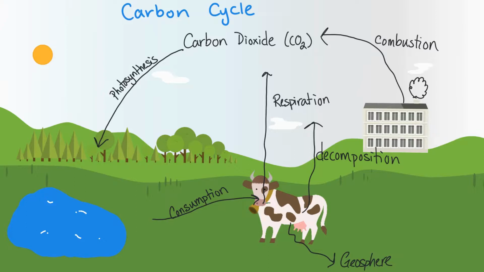So combustion is the burning of some sort of material, and then you end up with carbon dioxide back into the atmosphere. And that can happen not just from factories and humans, but forest fires. So if the forest catches on fire, the burning of that wood also releases carbon dioxide back into the atmosphere, and that's still an example of combustion.